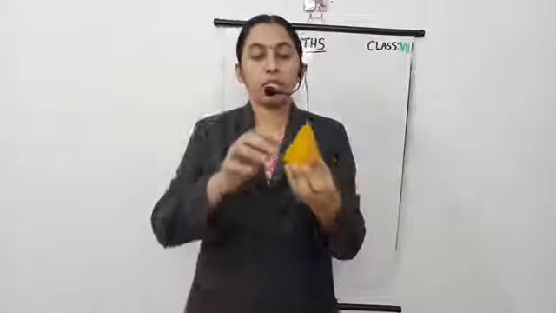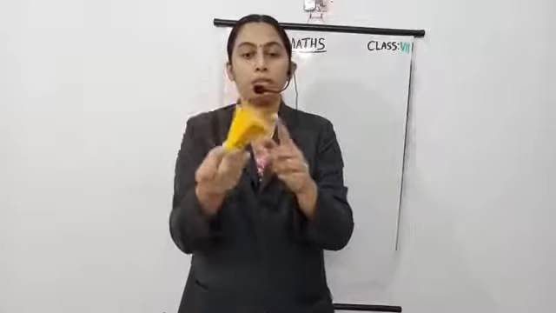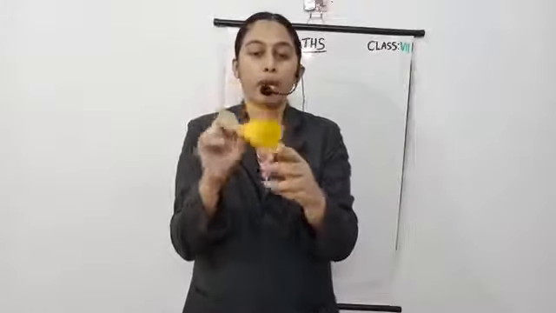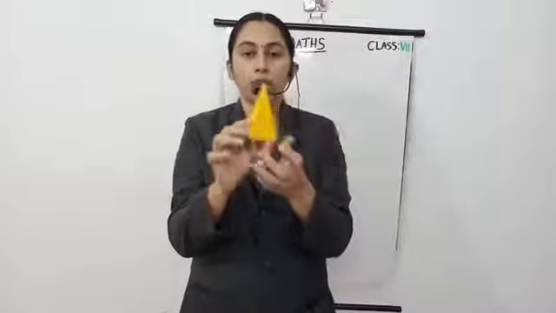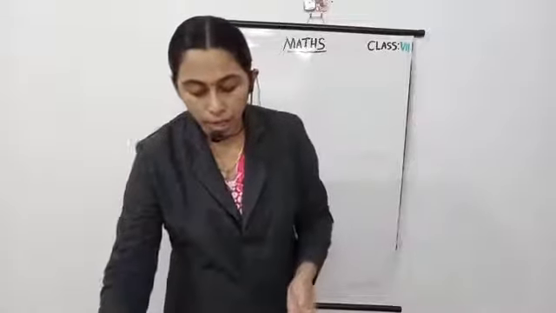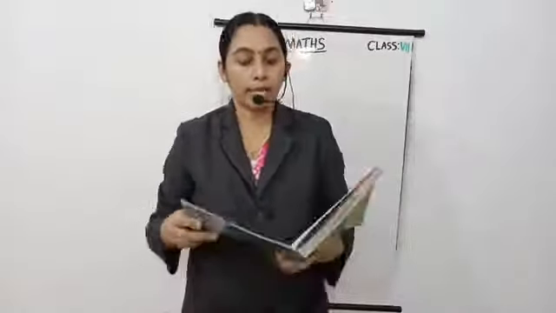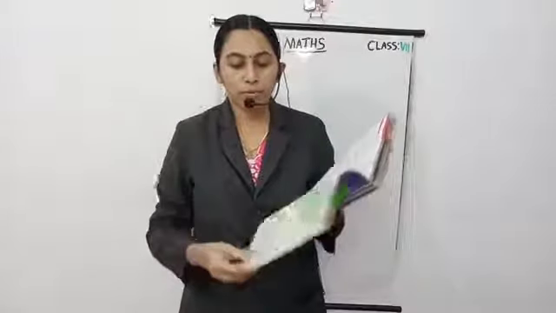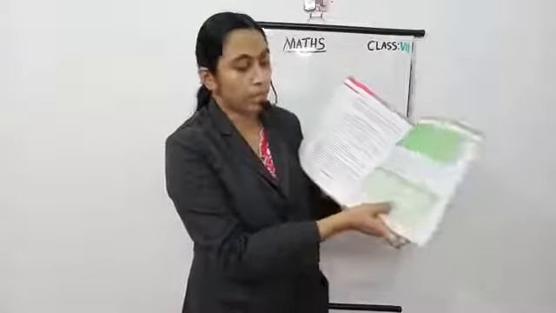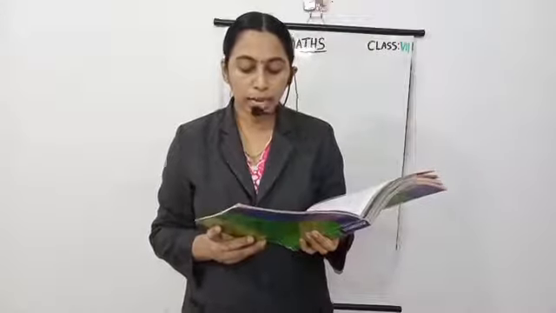Next is a pyramid. This is known as a pyramid. This pyramid's base is a square and all other faces are triangles. This is a square pyramid. Now take your textbook, page 277, chapter 15. Here, try this. Match the shapes with the names.